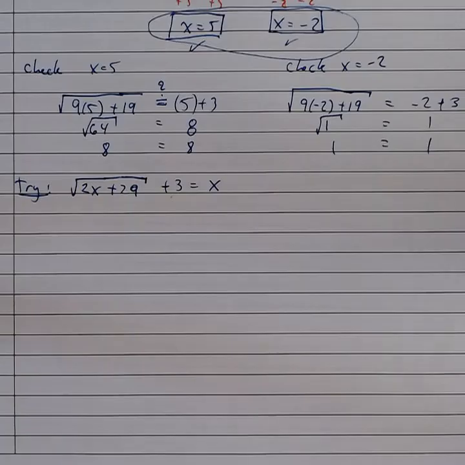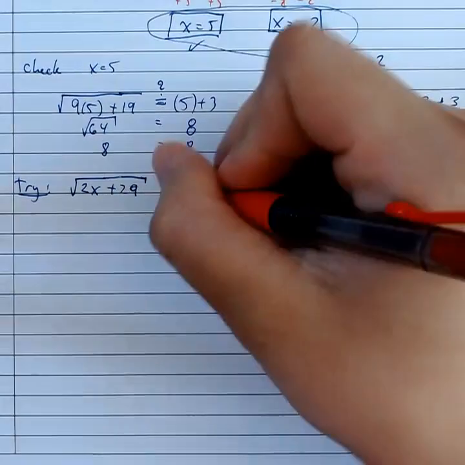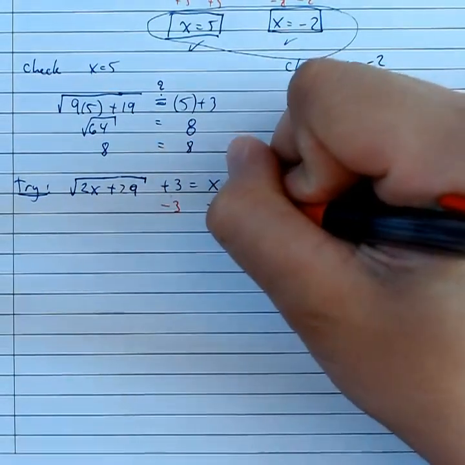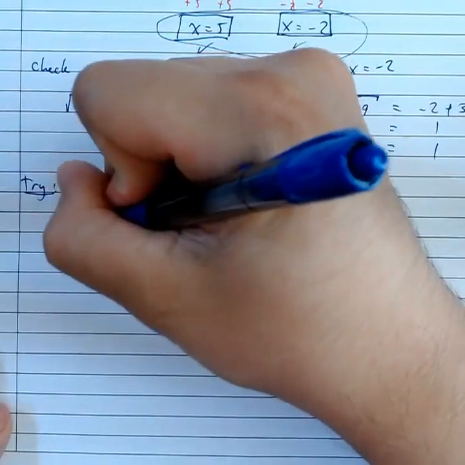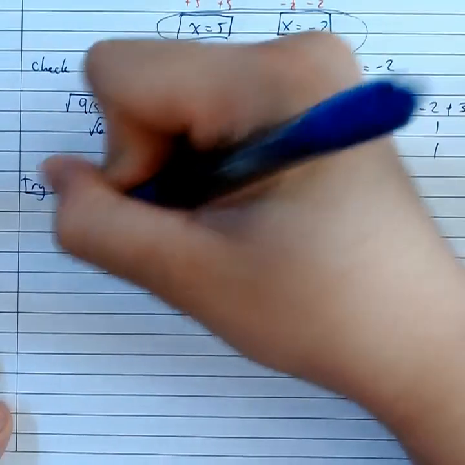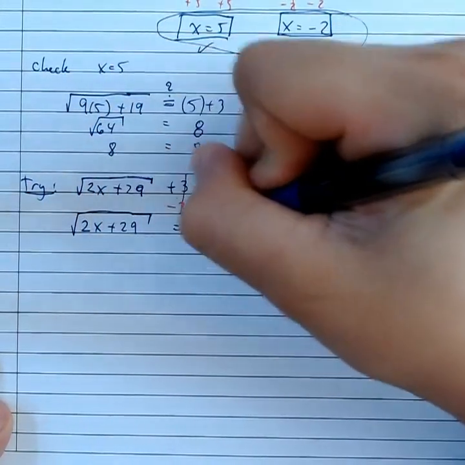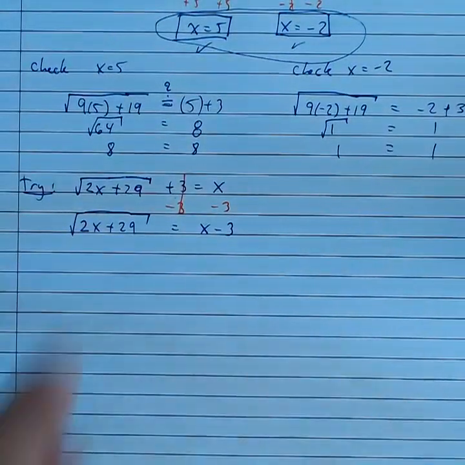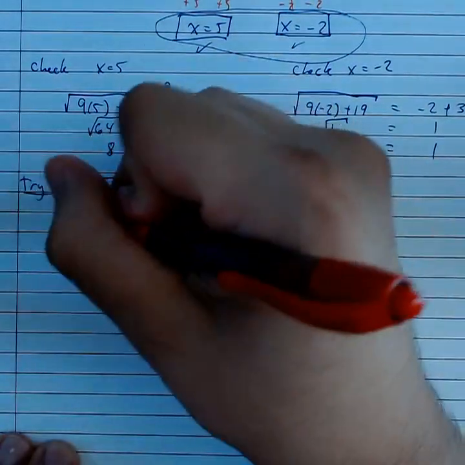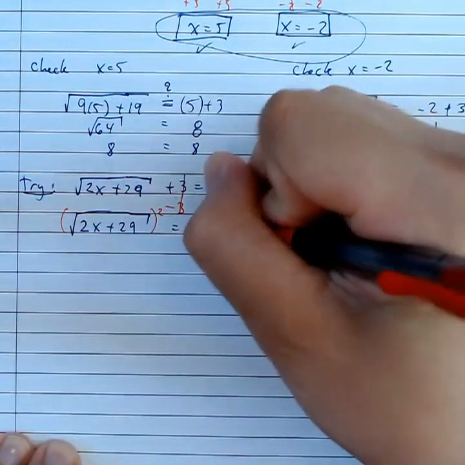All right, so let's take a look here. Let's get rid of that plus 3 by subtracting 3 over this way. And this will give us the square root of 2x plus 29 is equal to x minus 3. Always make sure that before you square, your radical is by itself. Okay, so now we can go ahead and square both sides.